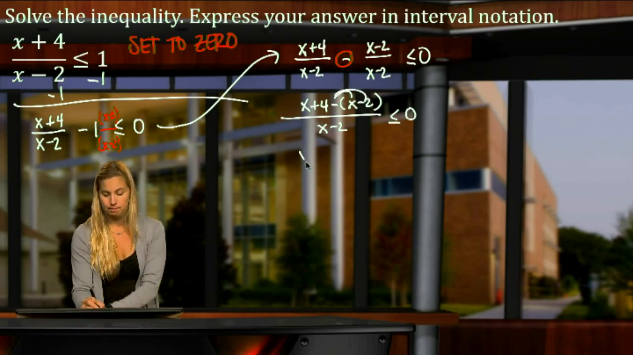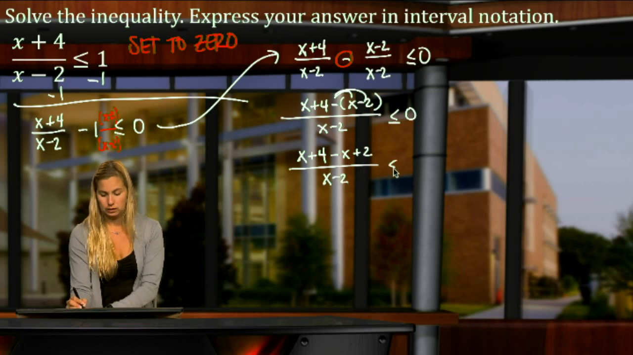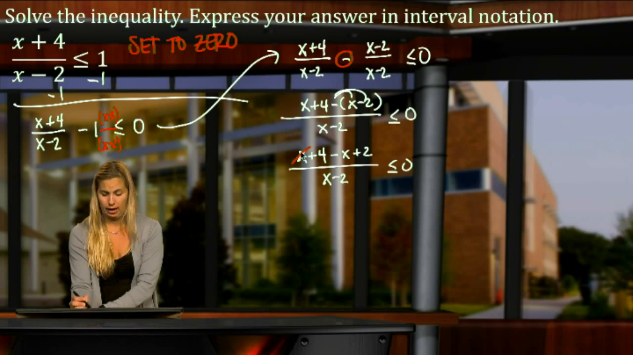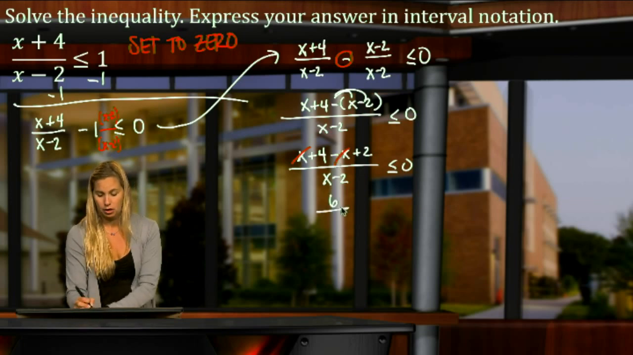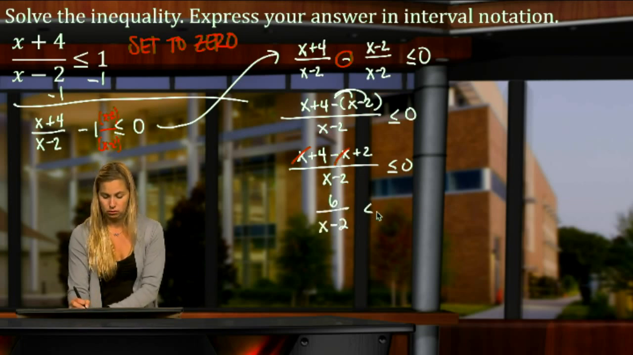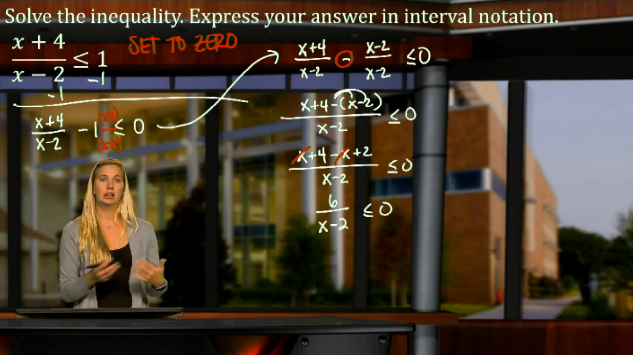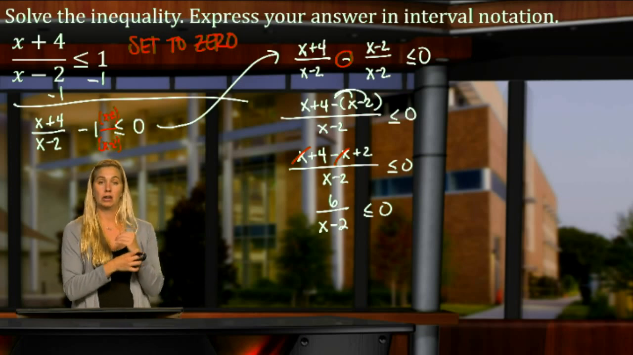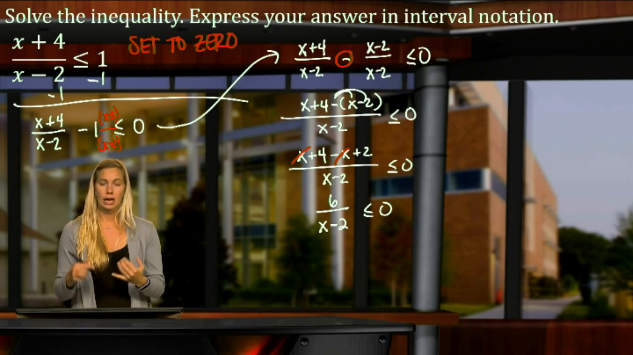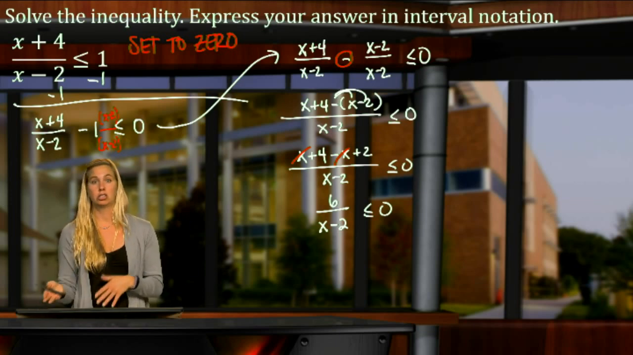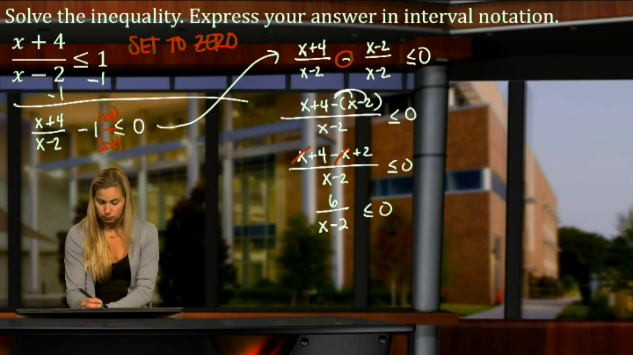Distribute the minus sign. x plus 4 minus x plus 2 over x minus 2 is less than or equal to 0. Combine like terms. In the numerator, the x's are going to cancel out. We have 6 over x minus 2 less than or equal to 0. And now we have an expression that's just one rational expression. In the last problem, we tried to find the zeros, which were in the numerator, and the restrictions, which came from the denominator.